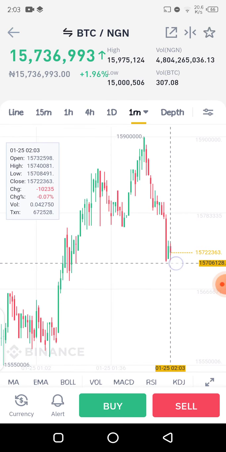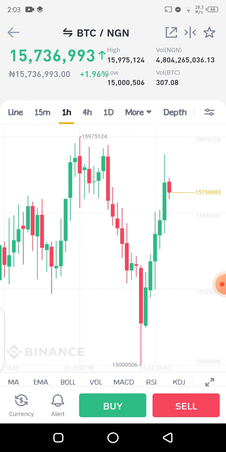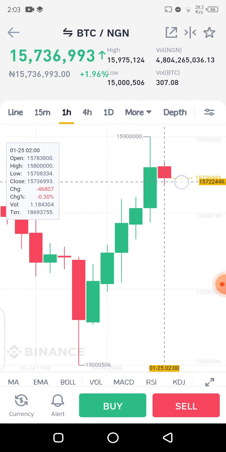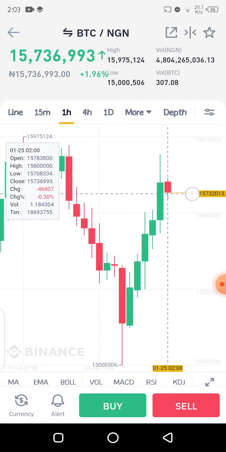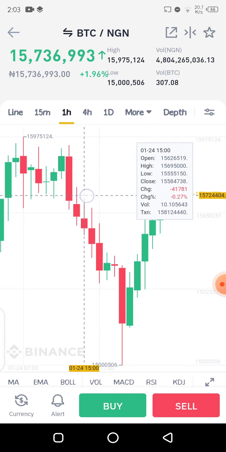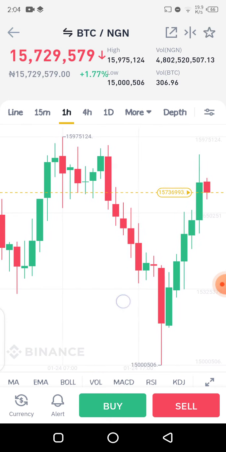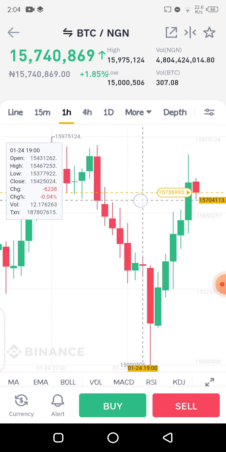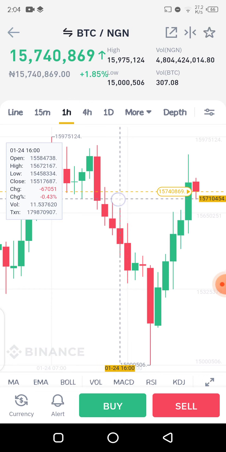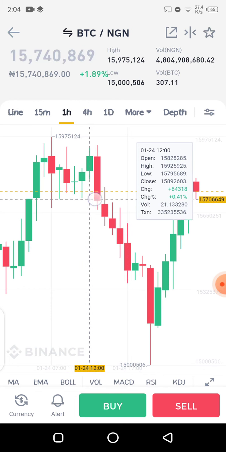Okay, look at this. Let's go to the 1 hour time frame. Okay, so this is where we are right now. So let's look at this chart here. Look at the level of this thing, the level where it is here. It's just below this green. Look at this green candle here. This one, just below it.